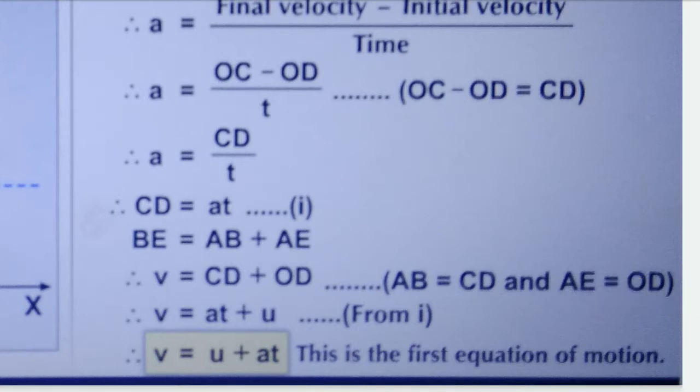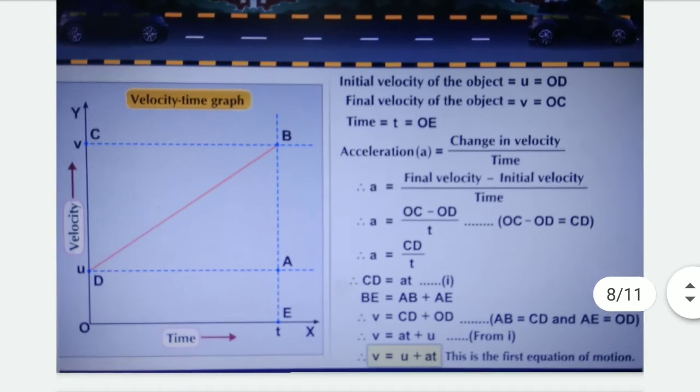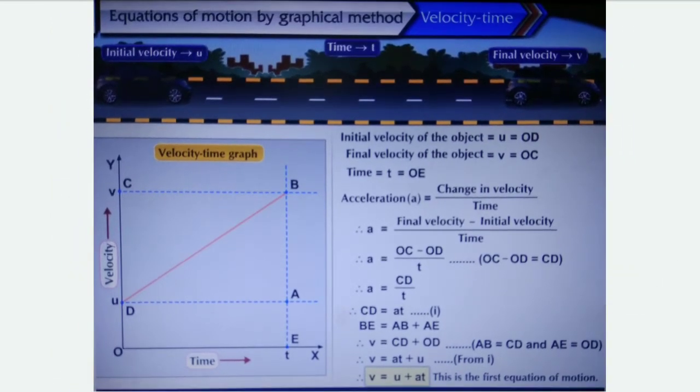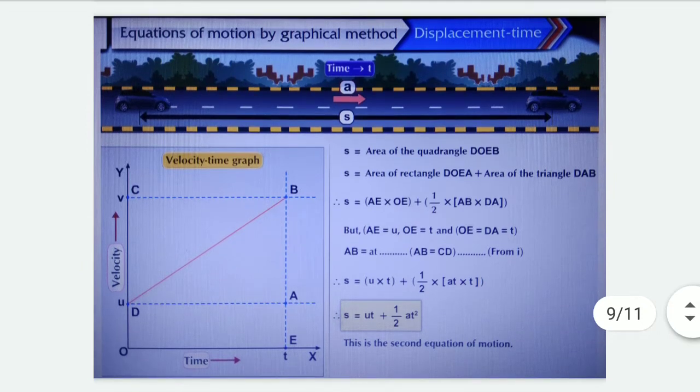This is the first equation of motion, which is V is equal to U plus AT. Similarly, we can find out the second equation of motion.